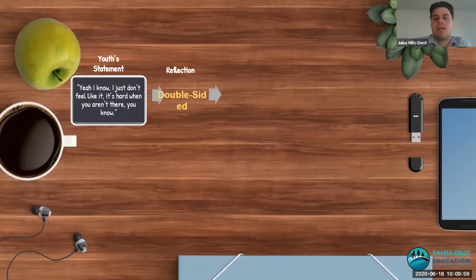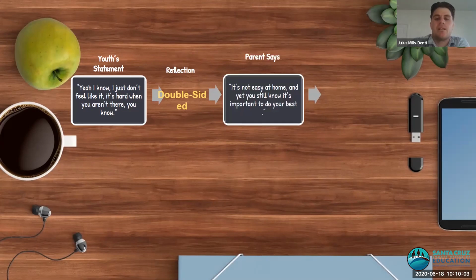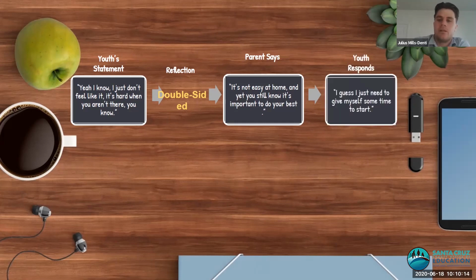So here's the double-sided reflection instead of the giving advice trap. Parent would say, it's not easy at home, and yet you still know it's important to do your best. So that's a lot less threatening. There's no top to bottom, parent to child stuff going on. The student would say, I guess I just need to give myself some time to start. All of a sudden, the student's voicing reasons for making a change.